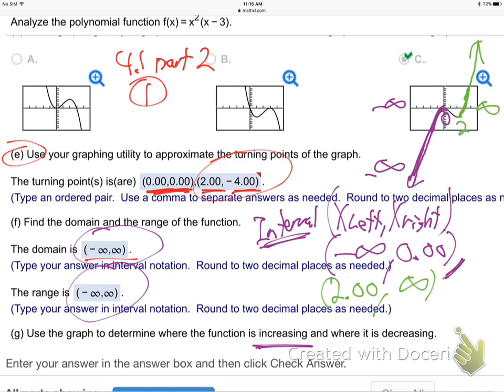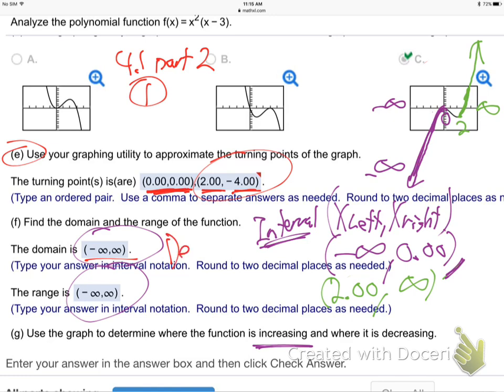So there's what they want for where the function, the intervals over which it's increasing. Increasing: negative infinity to 0.00, comma, 2.00 to infinity. The purple and the green sections, it's increasing, going up as you go to the right. And the decreasing is the middle. So we'll do that. Decreasing.